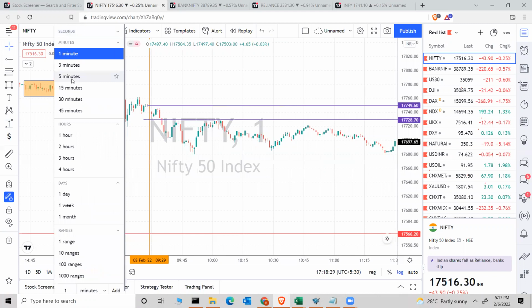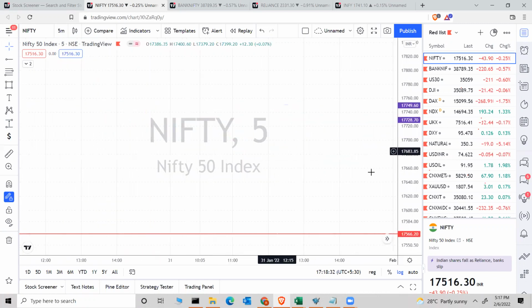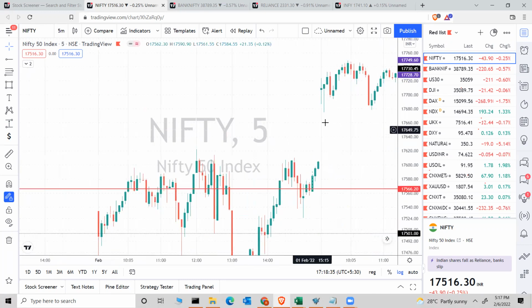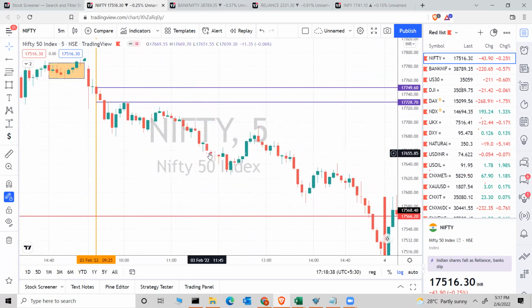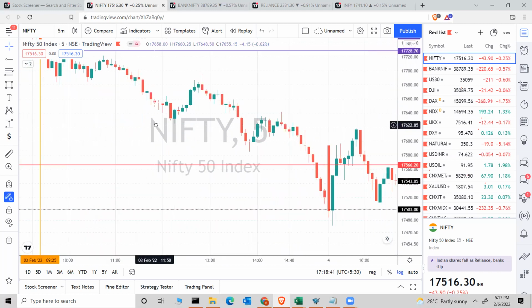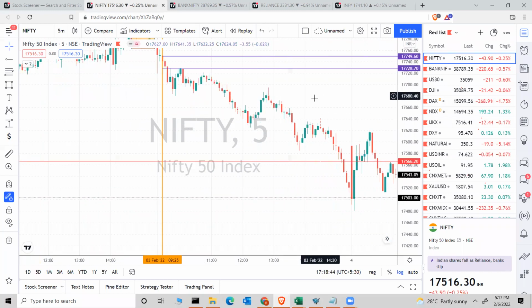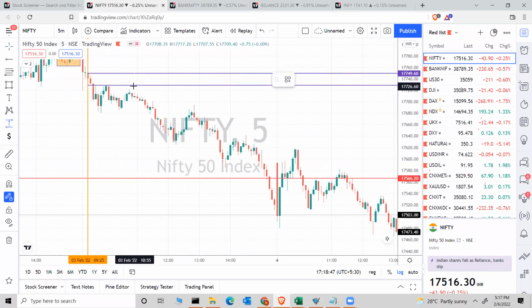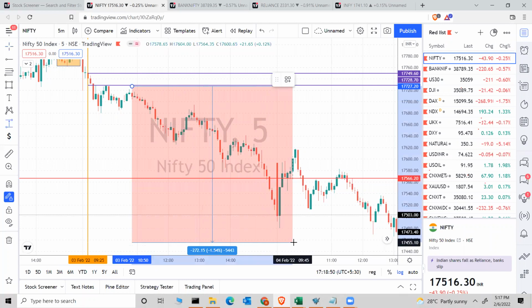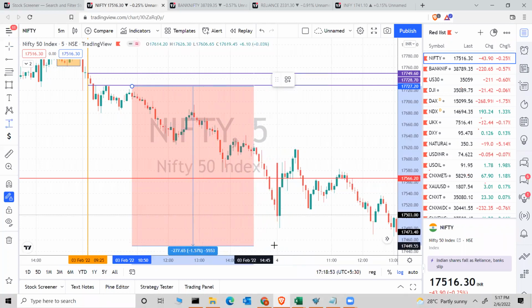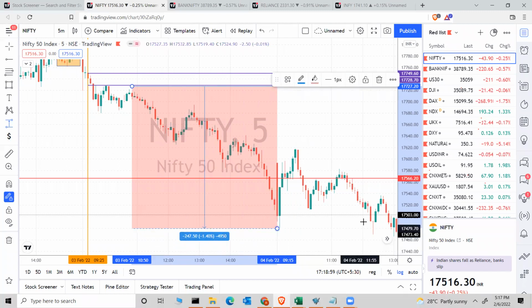I'm going to change it to 5 minutes, and I'll show you the magic. On third. See, from there, it has fallen like anything. Let's see how many points from here all the way here. 250 points. Is it amazing? See, from here, the moment it broke, it fell all the way and it touched the weekly levels. Okay.